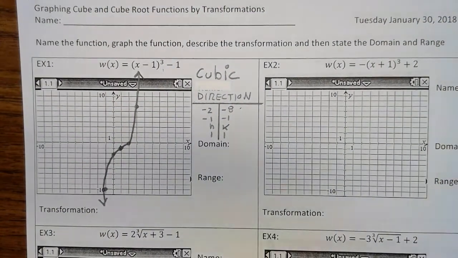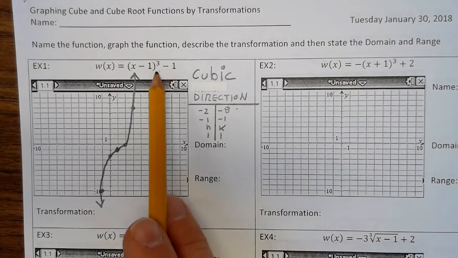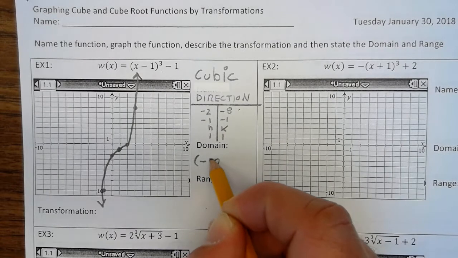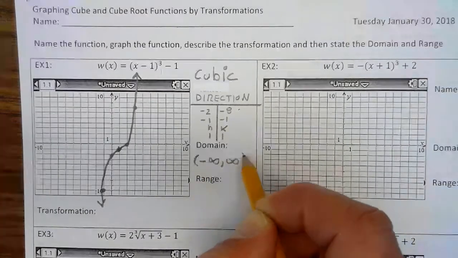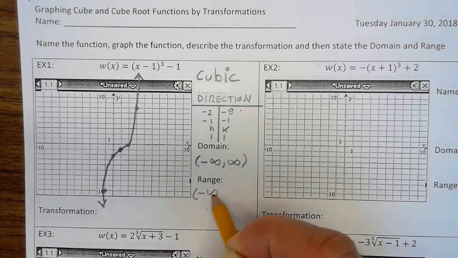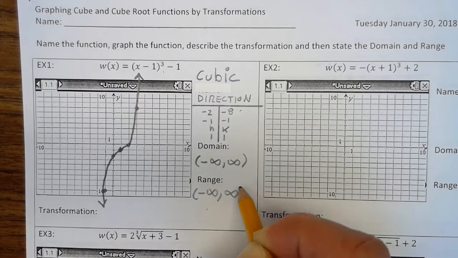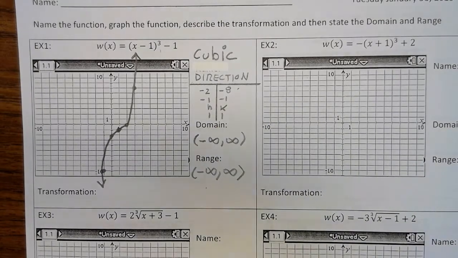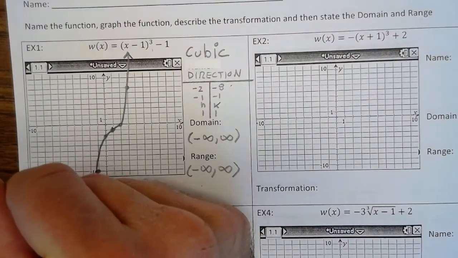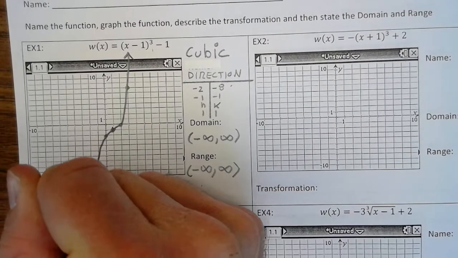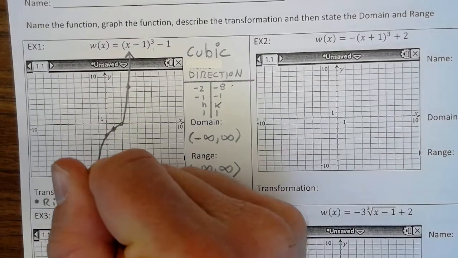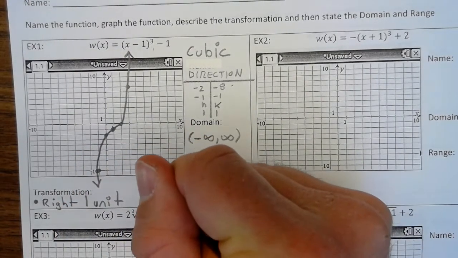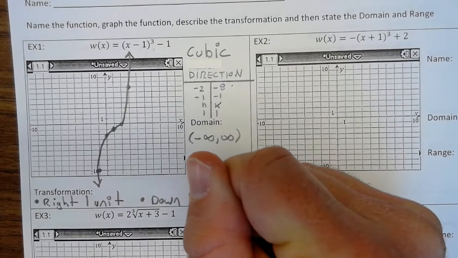All right, and we know from our notes from the past that the cube root function's domain and range are both from negative infinity to positive infinity. All right, so the transformations: we went to the right 1 unit and down 1 unit.